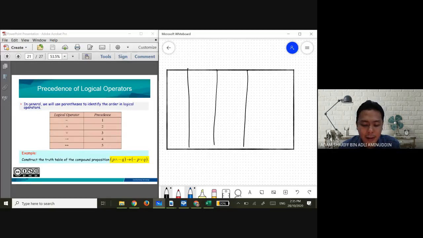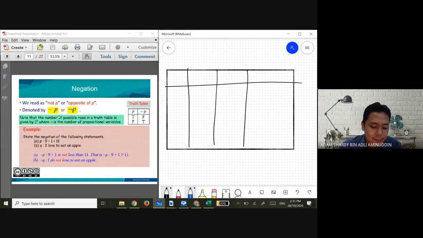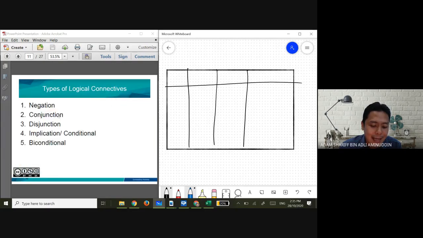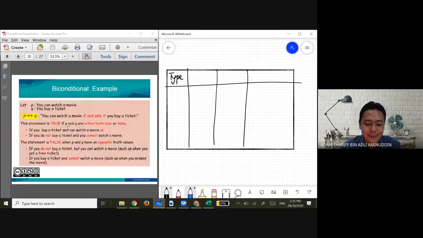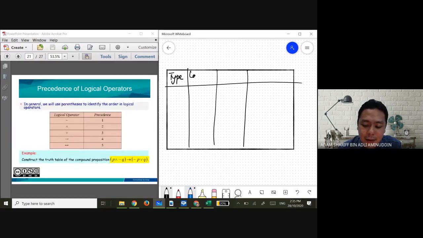Cukup ke? Okay. First we start with, sekejap, ni apa nama dia? Type. Okay, dan saya buka balik. This is a logical symbol atau operator. Nah, ni logical connective lah dulu. Connective. Ini simbol, barulah precedence.